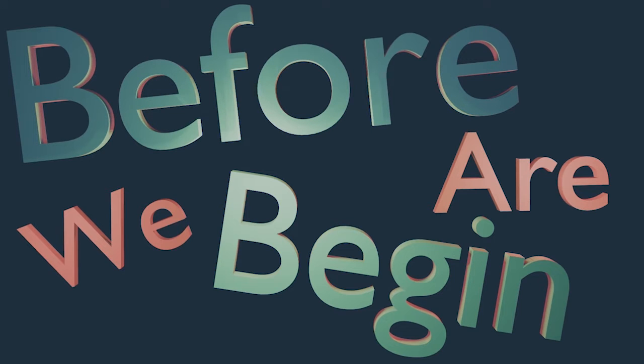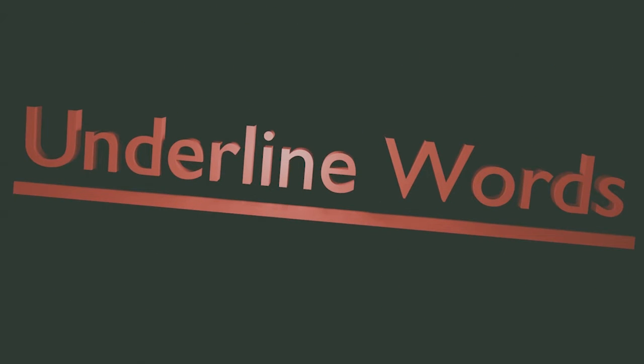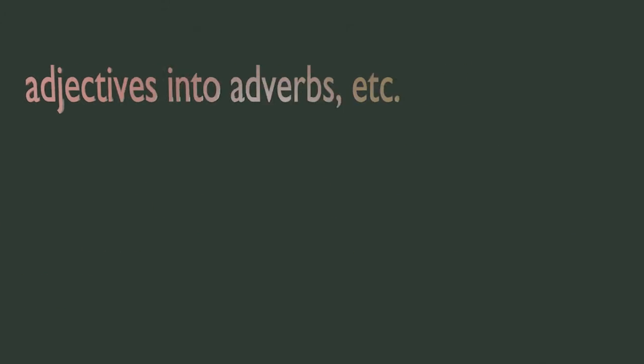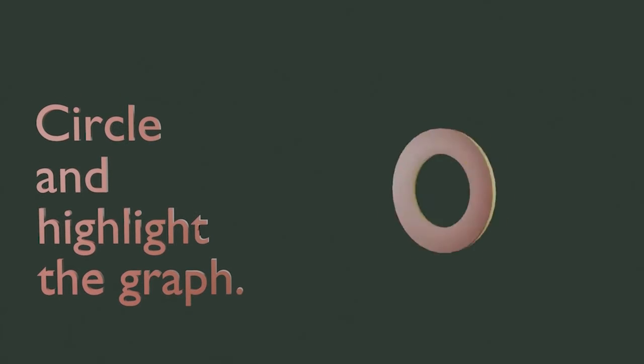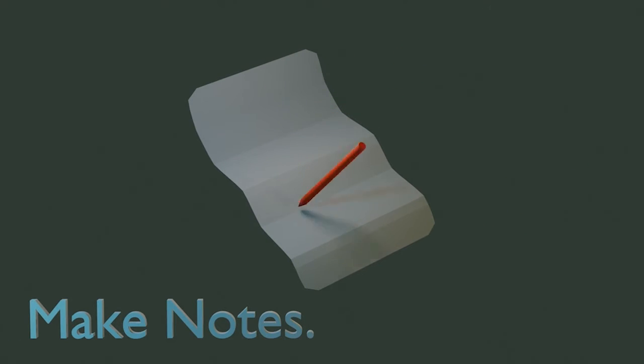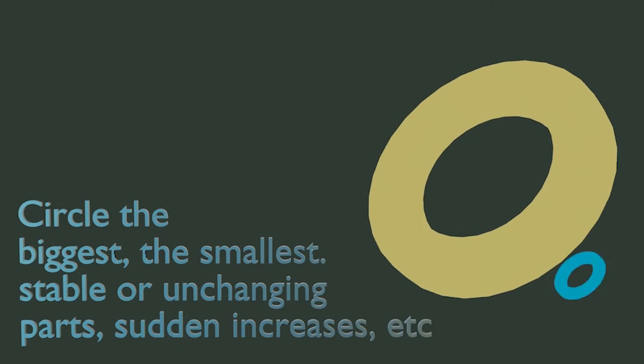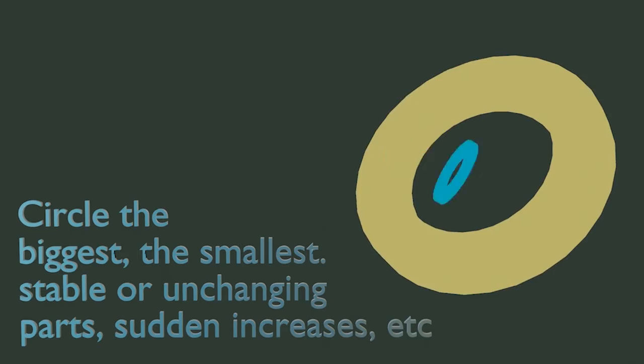Before we begin, we have to know that in a line chart: underline words, write related words, turn nouns into verbs, verbs into nouns, adjectives into adverbs. In a line chart, write opposite words, similar words, and synonyms. Circle and highlight the graph, use arrows, make notes. Circle the biggest, the smallest, the stable or unchanging part, and sudden increases.